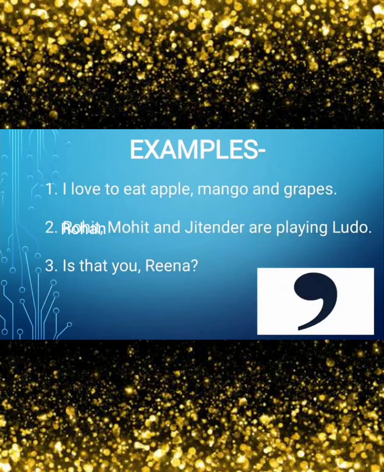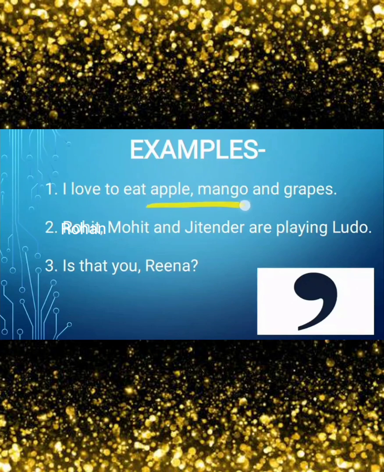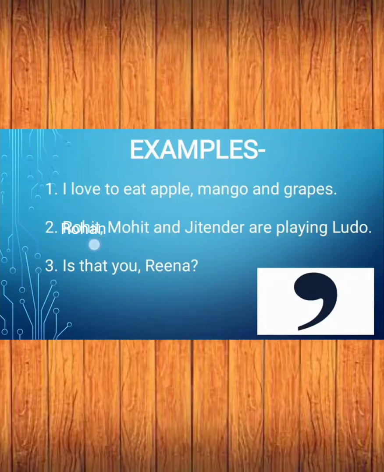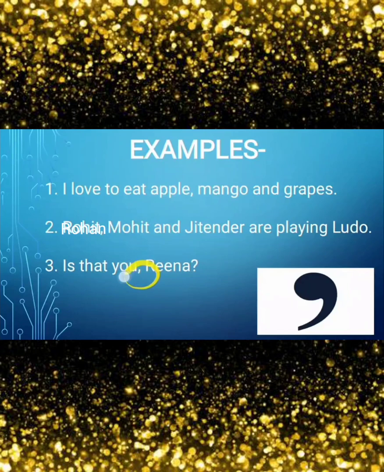Let's see some examples. I love to eat apple, mango and grapes. So we are talking about three things and we are separating their names by commas and 'and'. Second example, Rohan, Mohit and Jitendra are playing Ludo. Again we have separated the names with commas. In the third one, which is a question, is that you, Reena? So 'is that you', then a gap, then Reena. To show that gap in a sentence we use a comma.